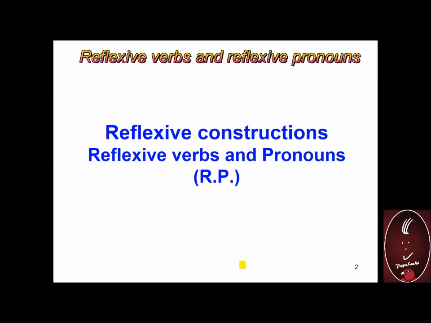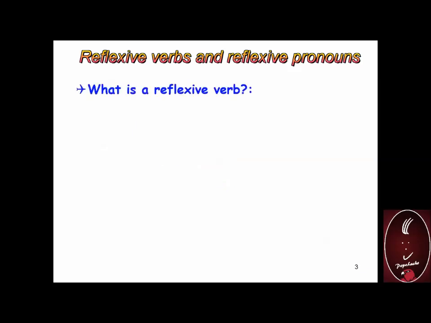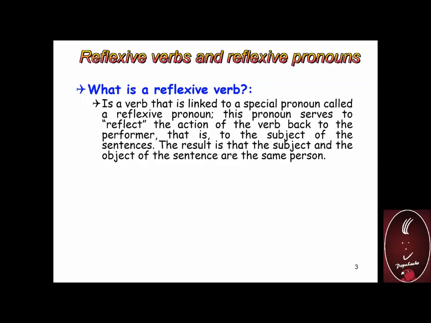This tutorial is about reflexive verbs and reflexive pronouns. What is a reflexive verb? It's a verb that is linked to a special pronoun called a reflexive pronoun. This pronoun serves to reflect the action of the verb back to the performer, that's it, to the subject of the sentence. The result is that the subject and the object of the sentence are the same person.